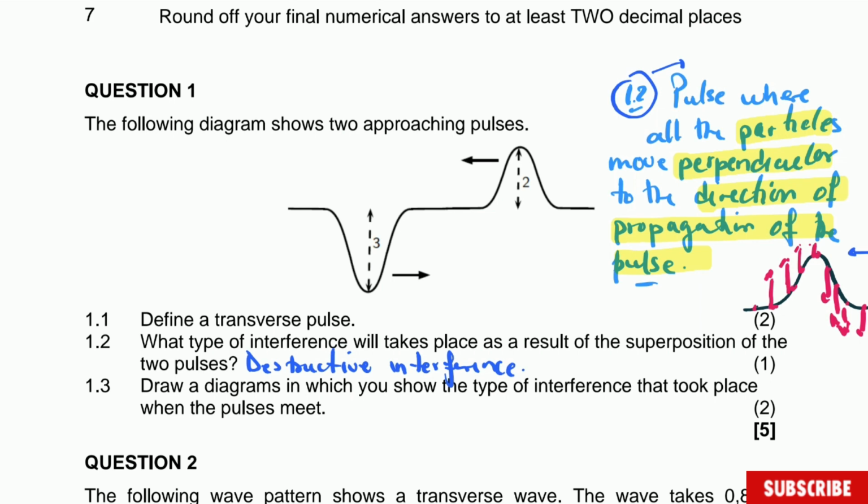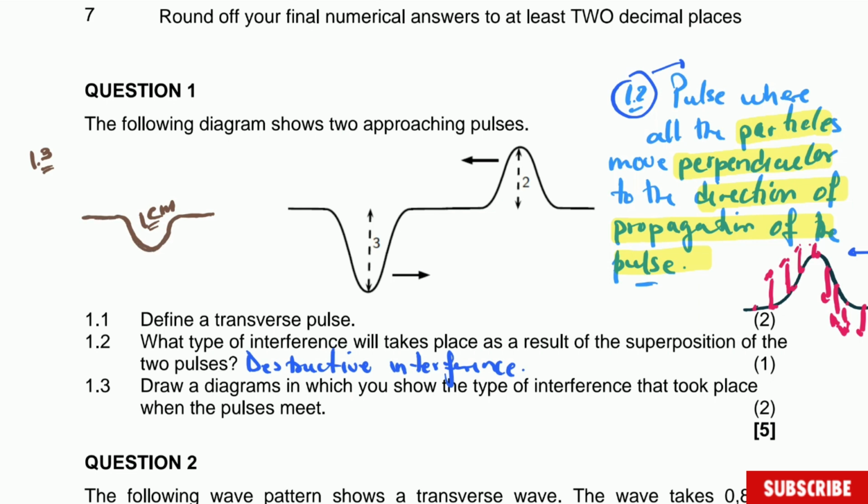Now draw the diagram in which you show the type of interference that took place when the pulses meet, just when they meet. So what are we going to have when they meet? Now when these two pulses meet, they will cancel each other, and it will result in a smaller pulse down here, which is only 1 centimeter. So this one here will be 1 centimeter of amplitude, and that is at the time the two pulses meet.